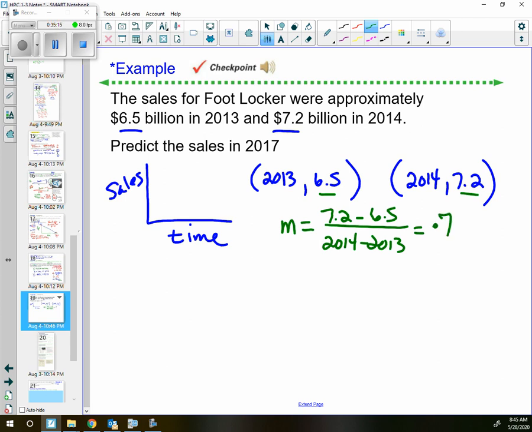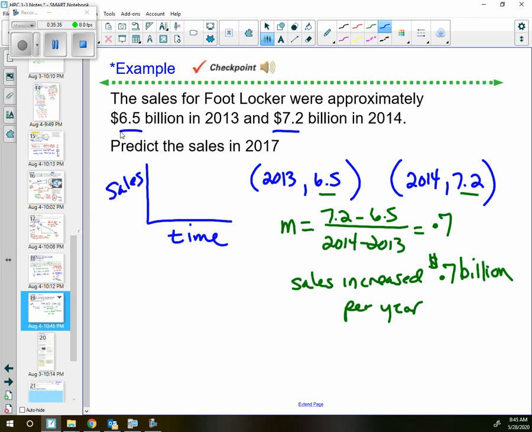Okay, so what does 0.7 mean? That means the sales increased, because it's positive, right? 0.7 what? Billion dollars per year. That'd be awesome, wouldn't it? So it's going up almost $1 billion per year. All right, so how could I use that to project then?